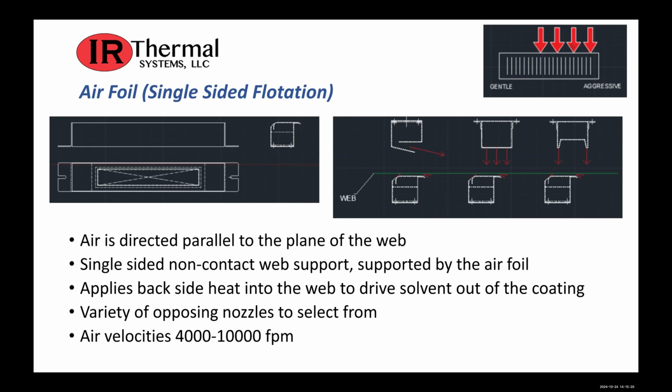It is a non-contact web support, so that carries the web through, and it applies backside heating to drive out the solvent from the back, and you can select a variety of opposing nozzles. That's what gives you the ability to adjust that energy input from very little to very high with this type of system, by selecting the correct nozzle on the opposite side. The air velocities are commonly, but not limited to, 4 to 10,000 feet per minute.